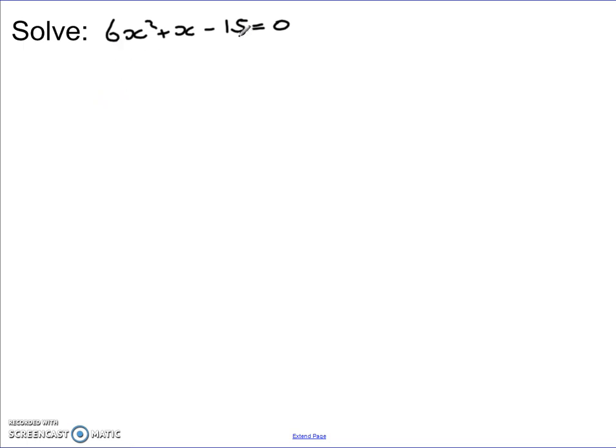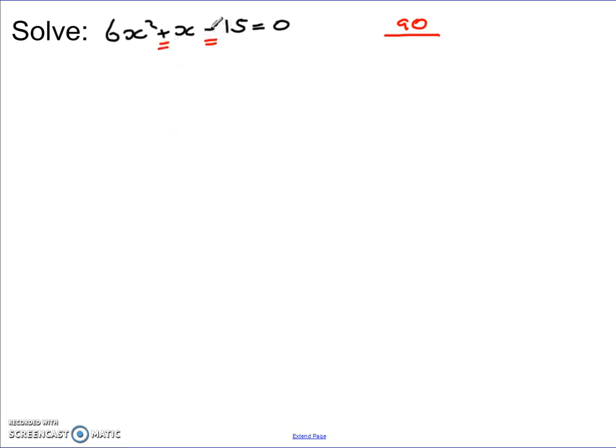My first step is to take 6 and 15 and multiply them together. 6 times 15 is 90. Now I'm going to look for pairs of factors of 90. 90's got a lot of pairs of factors in it. If this was a smaller number like 6, you could list them all and then get an answer. But what I'm looking for is a pair of factors of 90. The key thing to look at at this stage is the signs. Remember, when they multiply together they give you this, and when they add together they give you this.